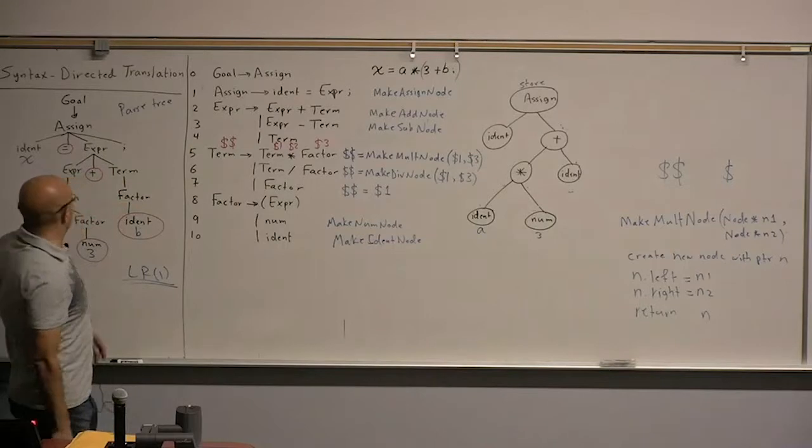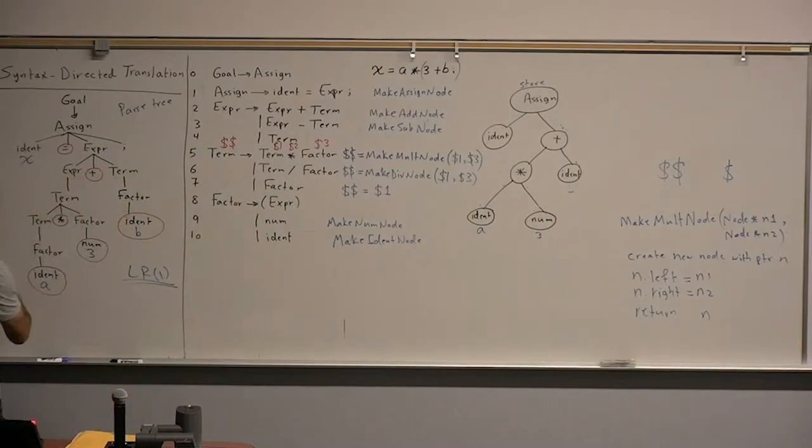So we are not creating a new node here. When we do this, we are not creating a node. We are just taking this identifier, which is what the factor is, and making it this node here.